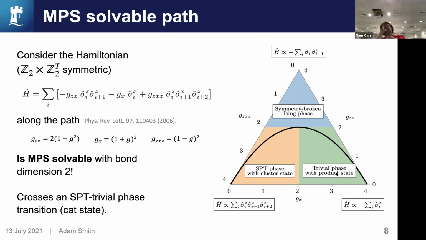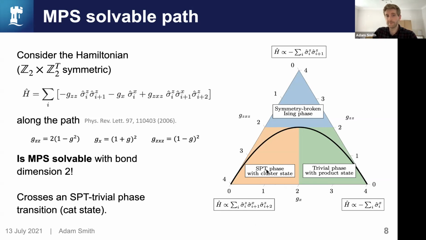Now this Hamiltonian has 3 different phases depending on the parameters, and that's what we've shown in this kind of triangular plot. We have the trivial phase if we have a dominant magnetic field. We have the symmetry broken Ising phase, and we also have an SPT phase, which has the cluster state as one of the points when we just have this cluster part of the Hamiltonian.